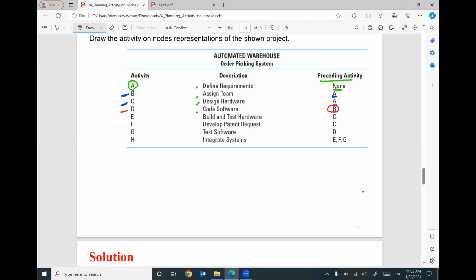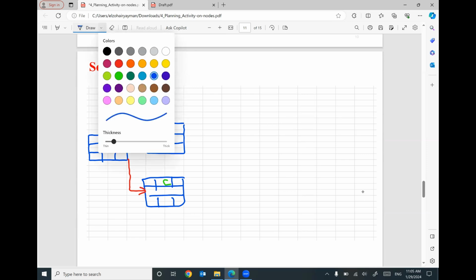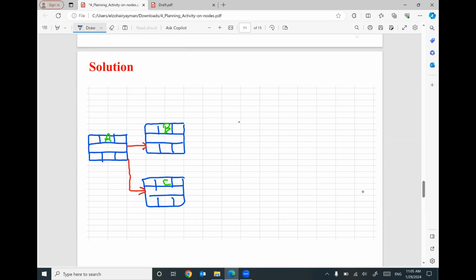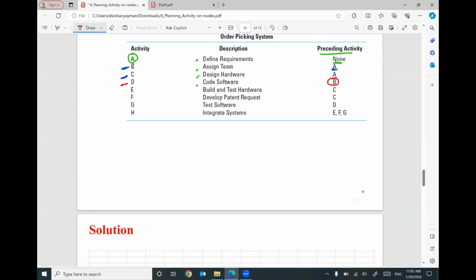So D has a predecessor B. So I will put here D. This is activity D has a predecessor B. So the finish of B means the start of D. That makes sense? So the predecessor for D is B.